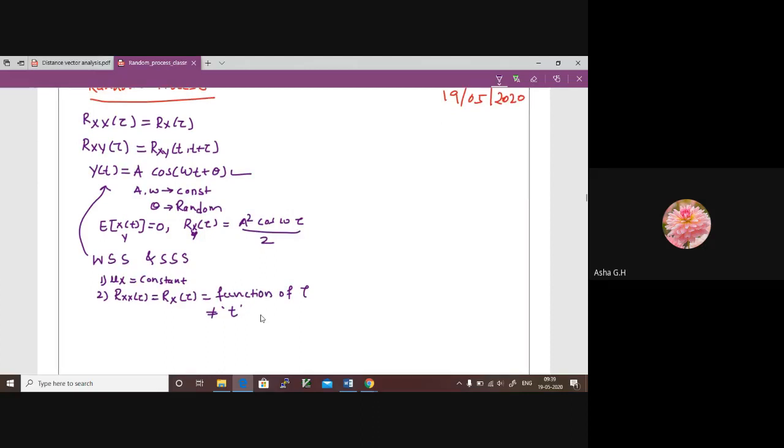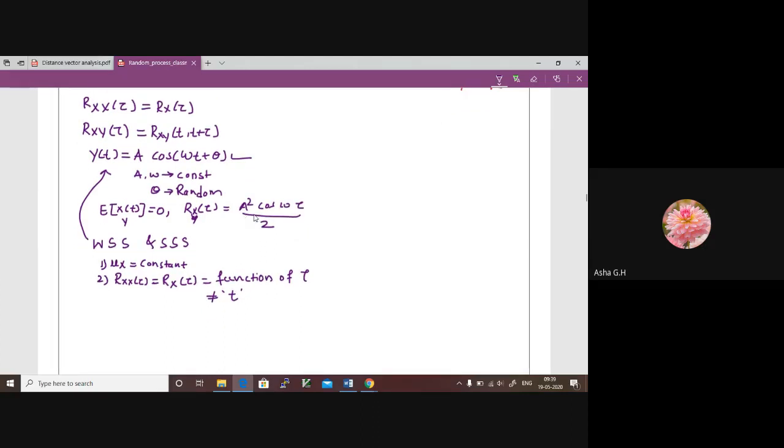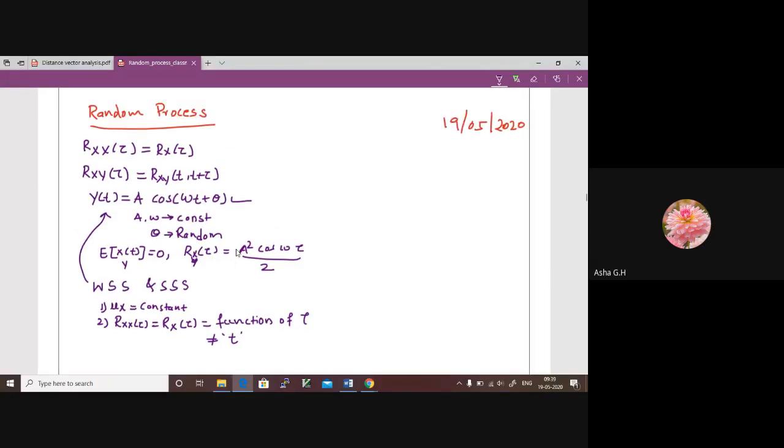But if we look at the autocorrelation function that we got here, it is equal to a square cos omega tau divided by 2. It is a function of tau. It is not a function of t. So, based on these two results, we say that the given random process y of t is equal to a cos omega t plus theta is a wide sense stationary random process. Later, whenever we discuss ergodic random process, power spectral density or any other concepts where we need a wide sense stationary random process, we consider this example. So this is an important question.